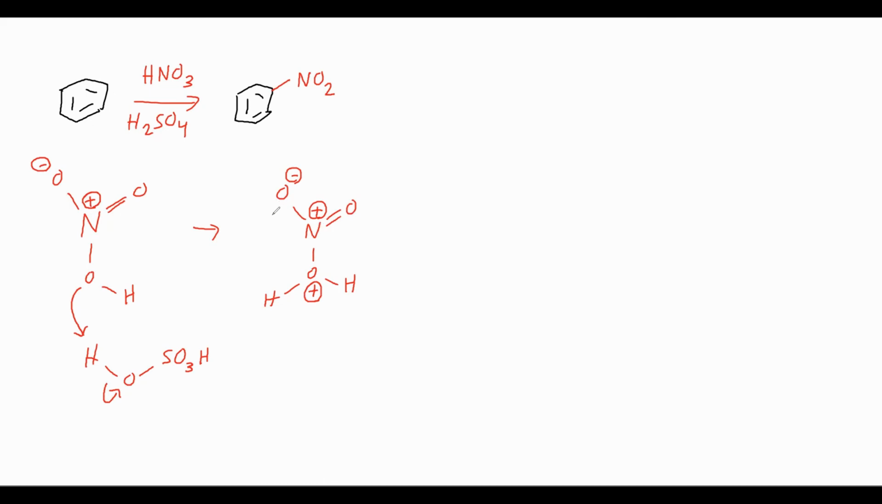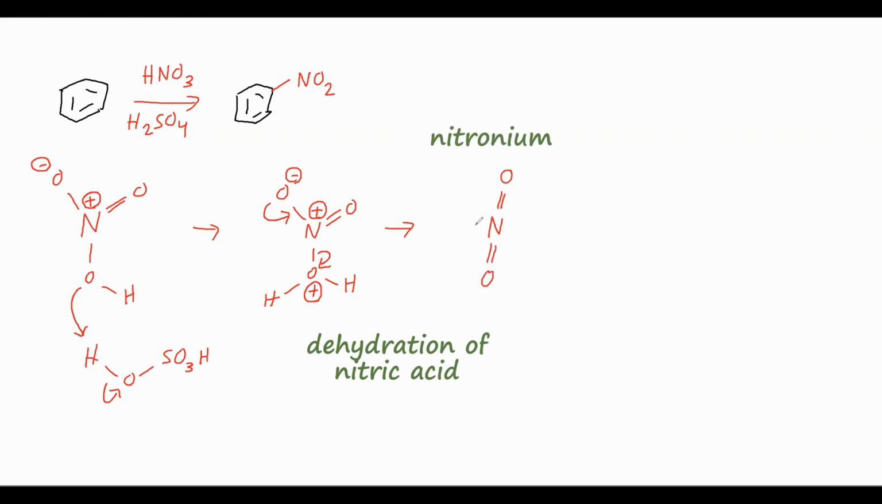So the lone pair in this other oxygen on the nitric acid can come down to form a double bond with the nitrogen, and at the same time this will kick off the water molecule. This is why we call it a dehydration reaction. And that gives us our actual electrophile that we're going to be using in the EAS reaction. And this is going to be called a nitronium ion.